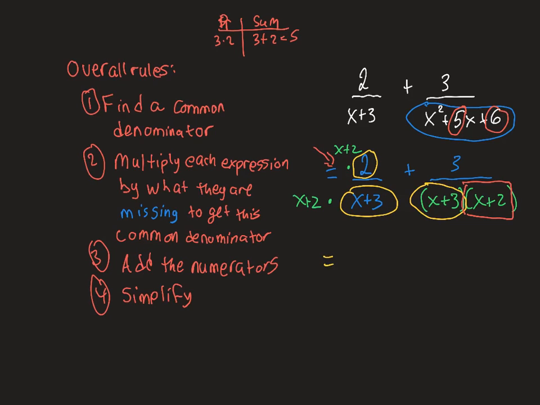So 2 times x plus 2 would be 2x plus 4. Remember, you're catching your Pokemon here. Sorry, couldn't resist, had to say it. And on the bottom, you have your x plus 2 times x plus 3. Okay? Plus. Didn't do anything here. We just left it the same.